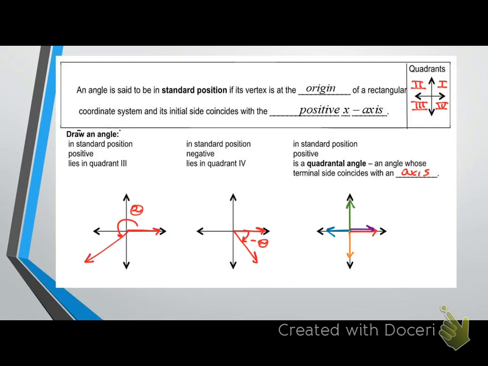All right, let's take that a step further. So in standard position, positive is a quadrantal. Those are all quadrantals, right? In terms of their measures, first off, the purple quadrantal is going to be 0 degrees because it hasn't opened up at all yet. The green is going to be 90 degrees, right? That's a 90-degree angle. The blue, if we go all the way to where we're pointing back, that's 180 degrees.